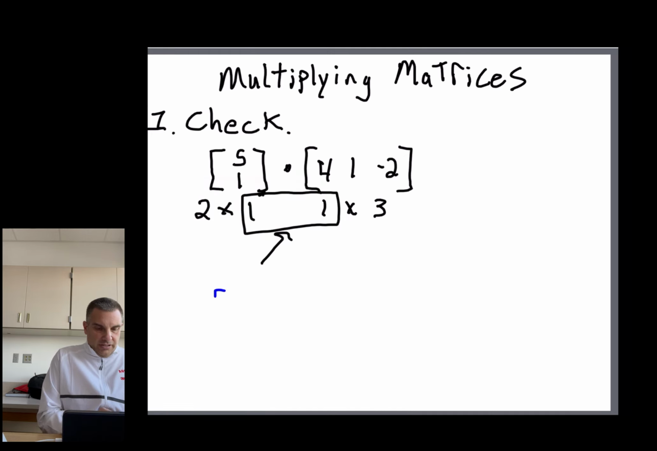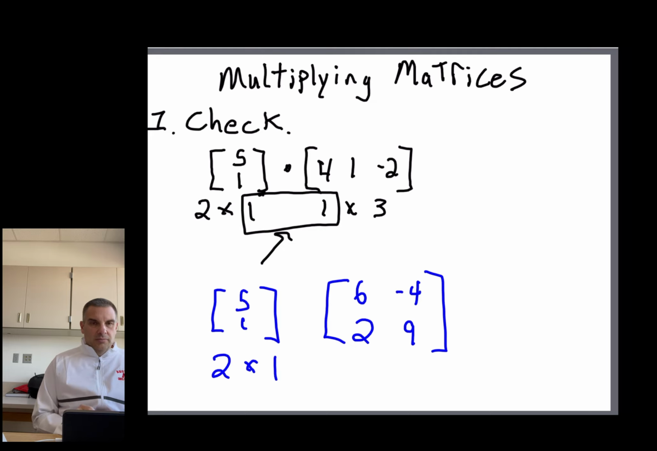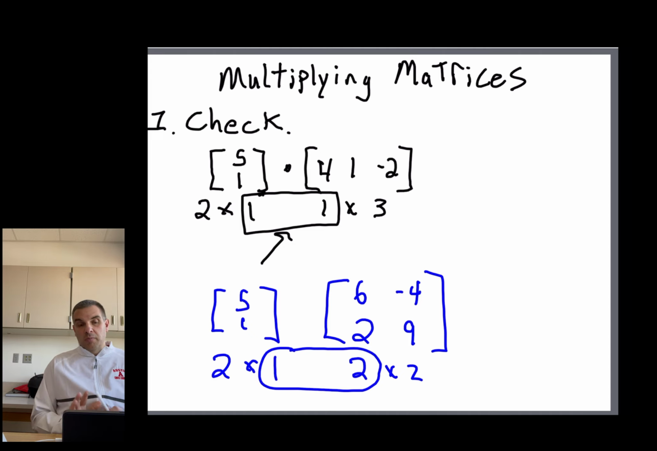So let's look at the matrix 5, 1 again. But now let's take it with the matrix 6, 2, negative 4, and 9. So we've got 2 rows and 1 column, so that's a 2 by 1. We've got 2 rows and 2 columns in this one. Notice that these two don't match up. So since those two don't match up, we cannot multiply those two matrices together.